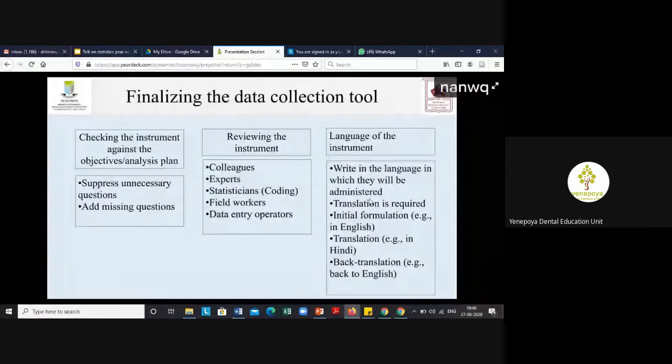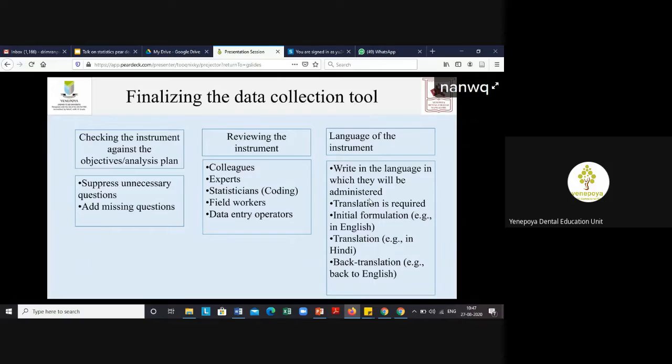When you finalize the data collection tool, you have to keep these 3 things in mind. Check the instrument against your objective and analysis plan. Suppress unnecessary questions; do not add unnecessary questions. You can just check it. Add the missing questions; if you feel that something has to be added, please add it before giving it out. Review the instrument with colleagues, with experts, and definitely with the statisticians for the coding part. What Ismail sir mentioned about coding 0, 1, 2, and 3 makes a lot of difference. Dr. Lakshminarayan Sonde, who's presenting next, will tell you the importance of this coding. This will become very important for you.